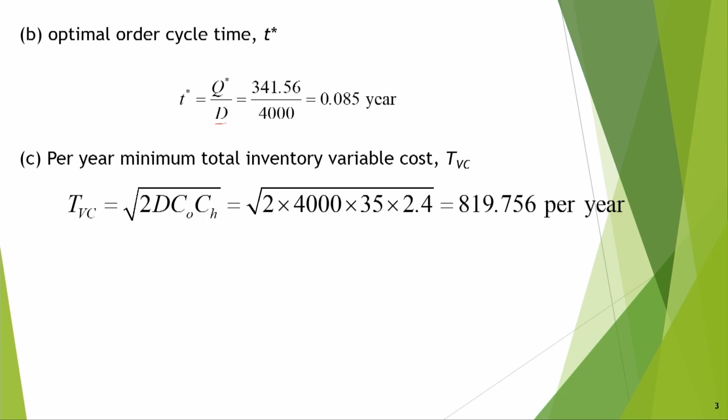And then the another question was that per year minimum total inventory variable cost, that is given already under root 2 D C0 CH. So, 2 into 4000 into 35 into 2.4, that means it is basically 819.756 per year, but this is rupees. Okay. So, this is rupees. So, that is the answer about this problem.